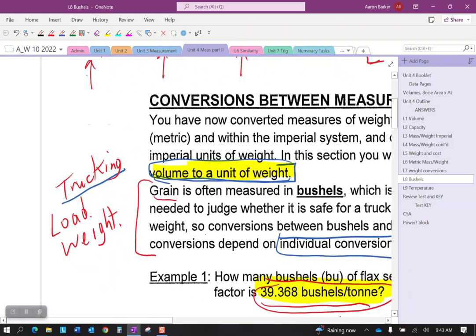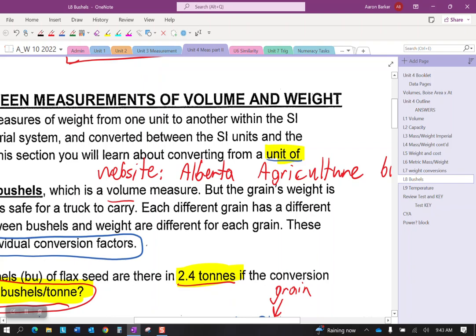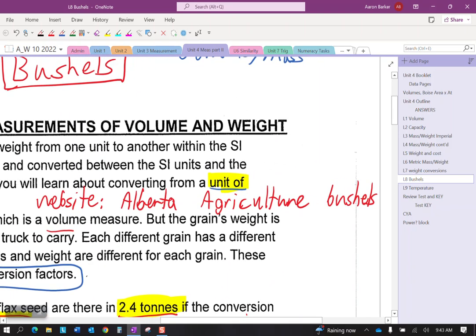Okay. So for the individual converter, what you want to do is you want to look at a website in Alberta, because Alberta is famous for the grains. So is Manitoba. So is Saskatchewan. So if you go and type in Alberta agriculture bushels, you search that, you're going to find a good converting website. Okay, from the Department of Agriculture.